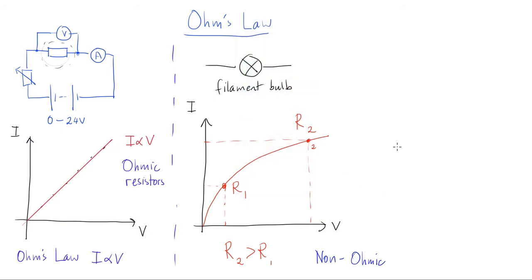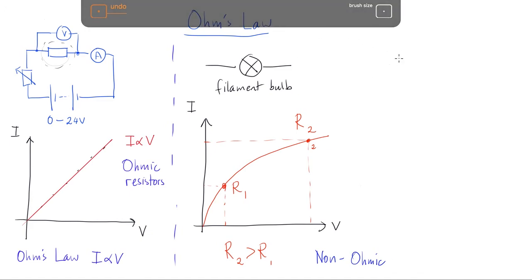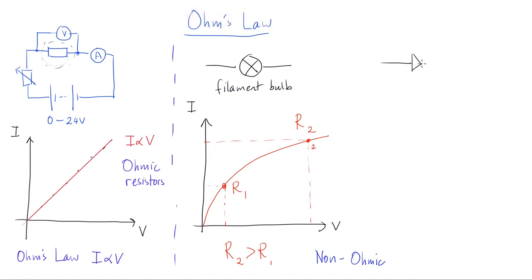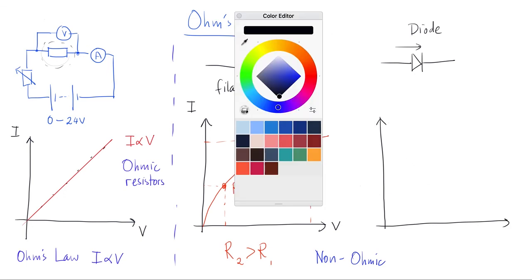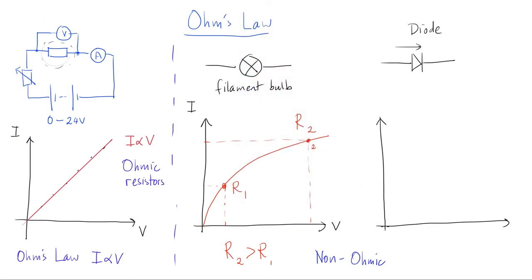Another non-ohmic conductor is a diode, which has this circuit symbol, an arrow with a line. It only lets current flow in this direction, so current will not flow in the opposite direction. This is also a non-ohmic conductor, which has IV characteristics which look a bit like this.